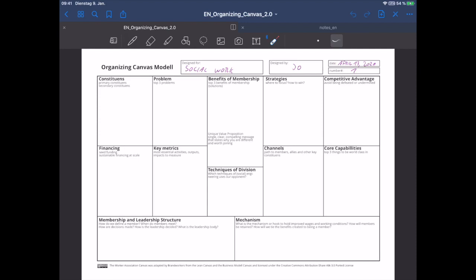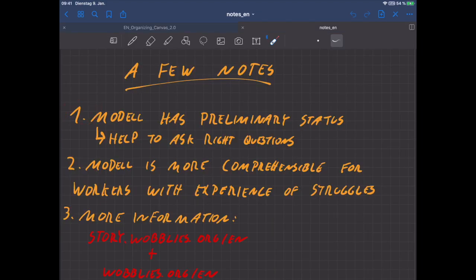Before we start, I'd like to give you a short introduction and a few notes before filling out the canvas model. The first one is, please see the model as a preliminary status. You fill it out with your colleagues and only with your colleagues, not alone in your room, but in a discussion with them, and you always have to take a look at it again and perhaps change it. The idea is to help you ask the right questions.